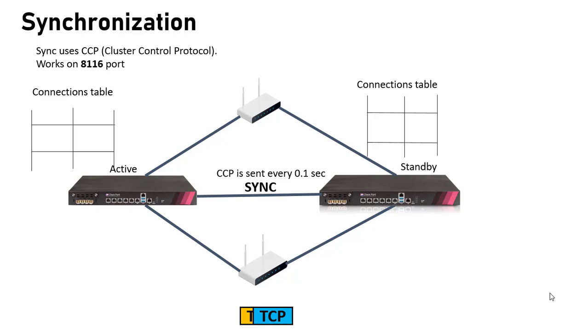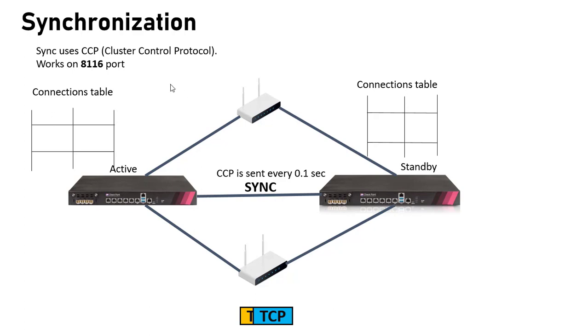Full synchronization happens when we have to synchronize the whole connection table from scratch. If one device is active, the second device is standby, and the second device went down, when it comes back to life it has to synchronize everything from the active cluster member. In that case, we use full sync, and in that particular instance, it operates on encrypted TCP port 256.